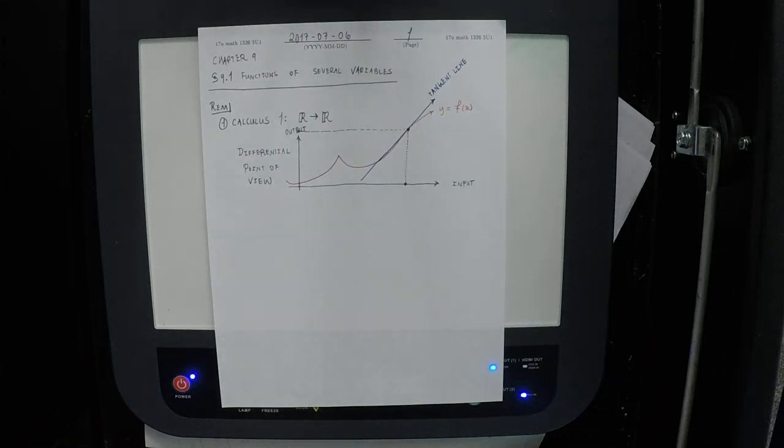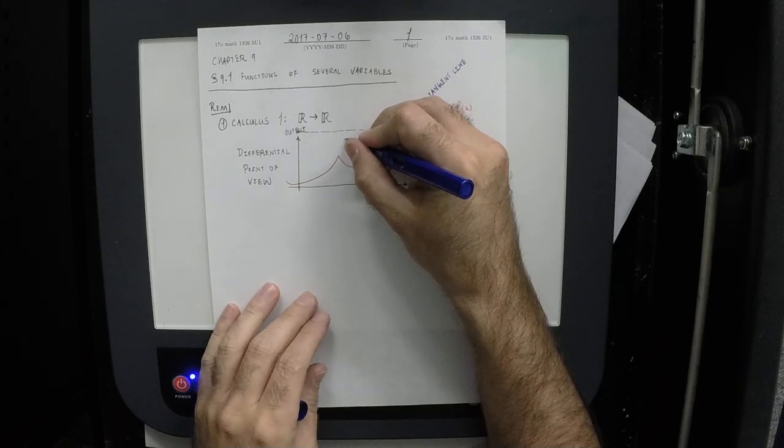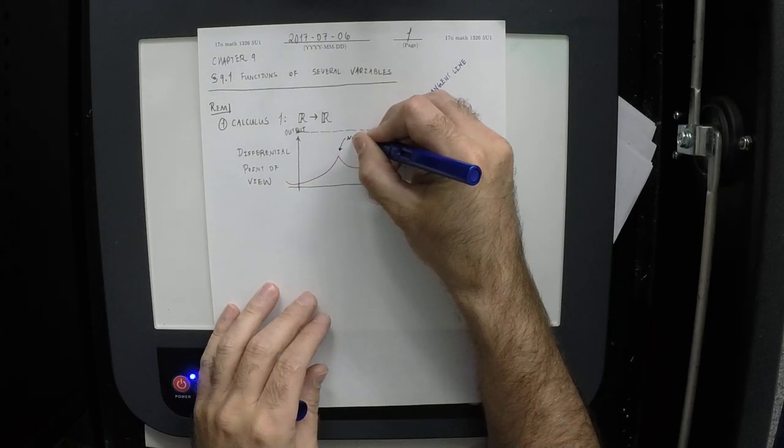Locally everything is flat. Okay, now, that's if your function is smooth. So this red function that I've drawn, is it smooth at every point? No, right? There's a pointy place. Right here, at this place, there is no tangent.